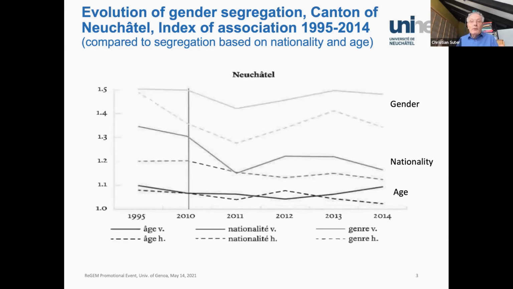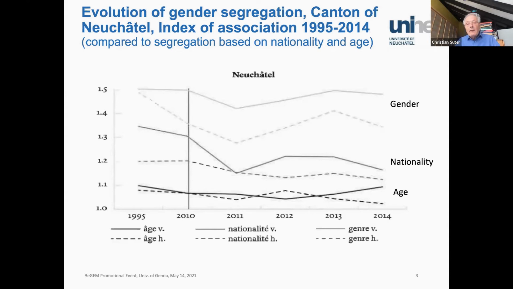with respect to these ascriptive inequalities in the canton, and the vertical element of gender segregation, which is the solid line. Usually the solid line is the vertical segregation, the dotted line is the horizontal segregation. So the vertical segregation is even more important than the horizontal segregation.